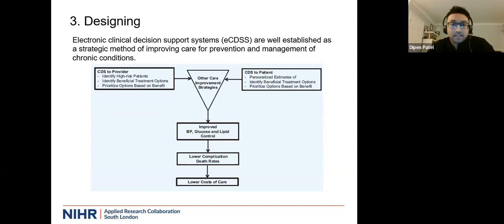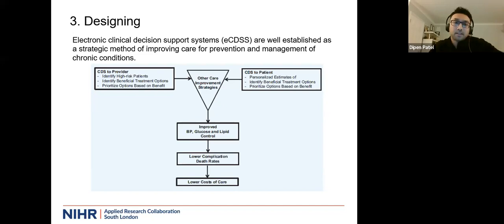And this can be done via a variety of ways. Identifying patients at high risk, identifying early treatment options. So for example, suggestions for evidence-based interventions for diabetes care, and prioritizing patients dependent on the level of need. And in the literature, there is quite a lot of evidence out there that electronic clinical decision support systems such as this can improve care and prevention and management of chronic conditions in a variety of settings. Next slide.